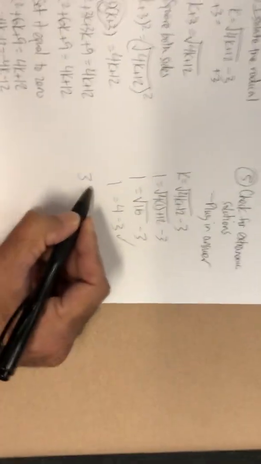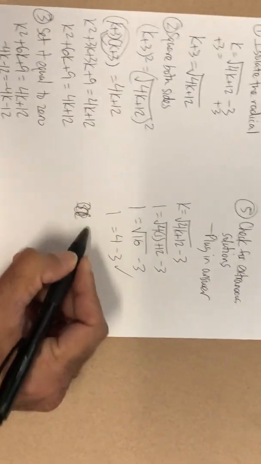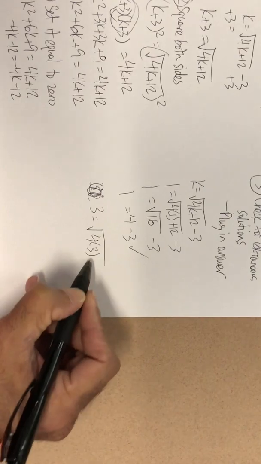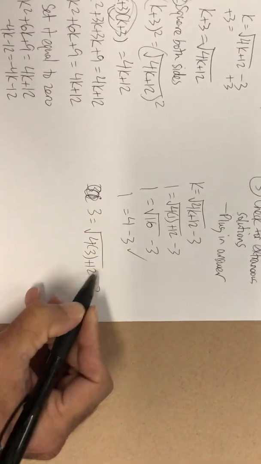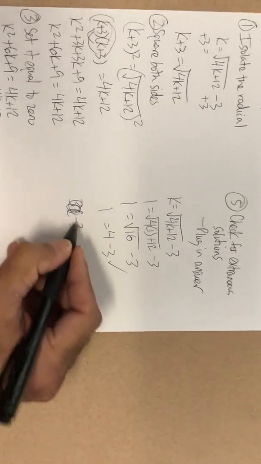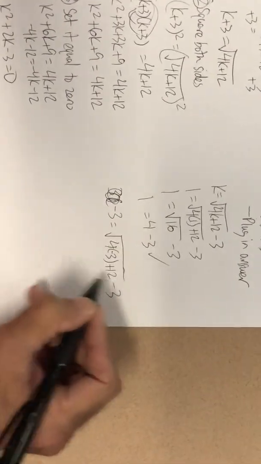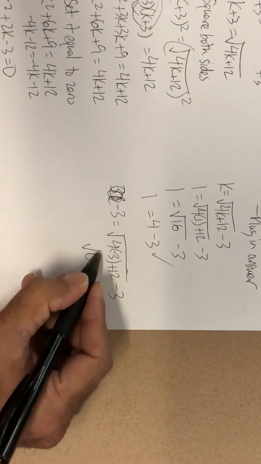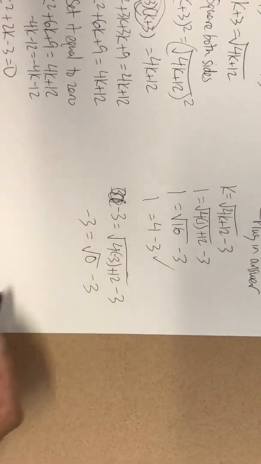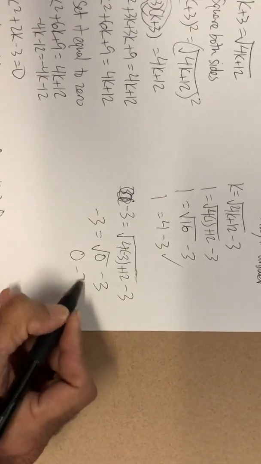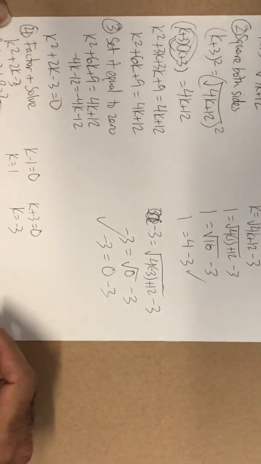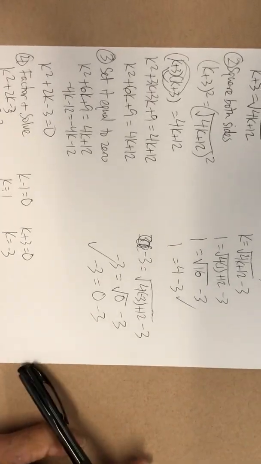If we put in a negative 3, let me try that again. Negative 3 equals the square root of 4 times negative 3 plus 12, minus 3. Well, 4 times negative 3 is negative 12, and negative 12 and 12 becomes 0. The square root of 0 minus 3 equals negative 3. Well, the square root of 0 is 0, minus 3, which does equal negative 3. These answers both work. And that's how you solve a radical equals a binomial.